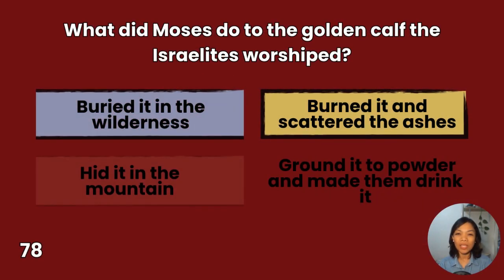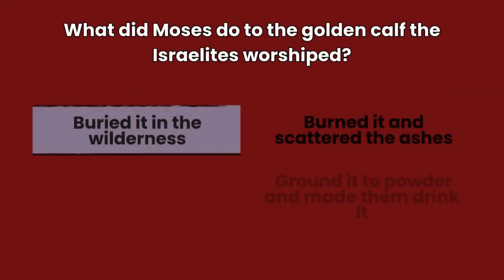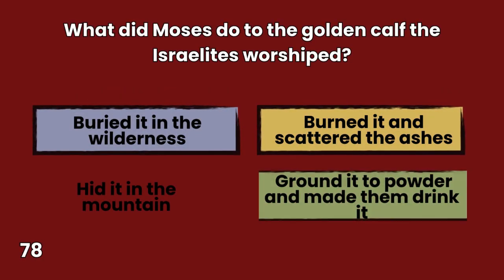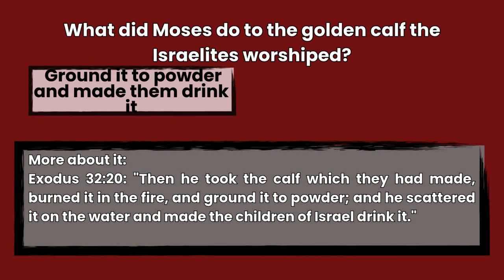78. What did Moses do to the golden calf the Israelites worshipped? Buried it in the wilderness, hid it in the mountain, burned it and scattered the ashes, ground it to powder and made them drink it. You have 10 seconds to answer. The answer is ground it to powder and made them drink it, Exodus 32:20. Then he took the calf, which they had made, burned it in the fire, and ground it to powder, and he scattered it on the water and made the children of Israel drink it.